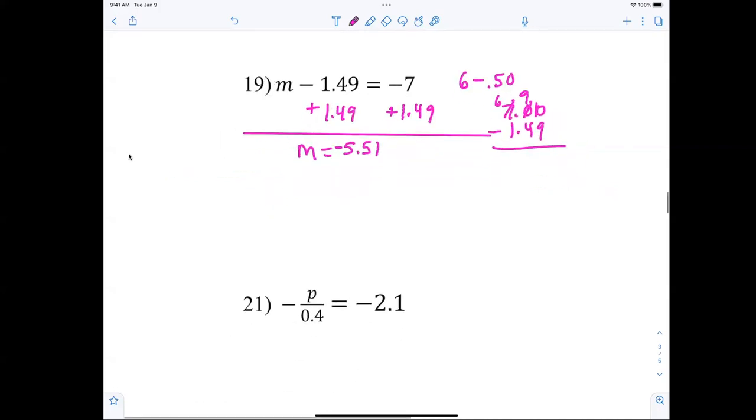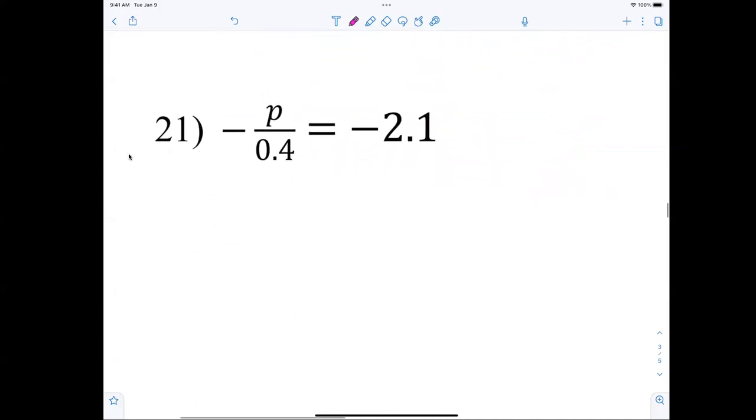All right, let's look at 21 now. Lena, what am I doing? Yes, I'm multiplying by negative 0.4. All right, multiplying by negative 0.4. All right, let's see if you can do this mental. Shh, shh, shh. Are you sure?